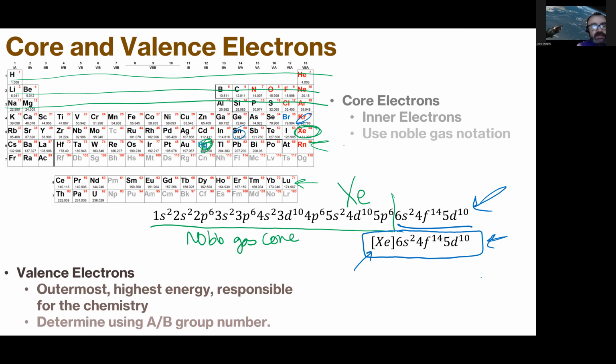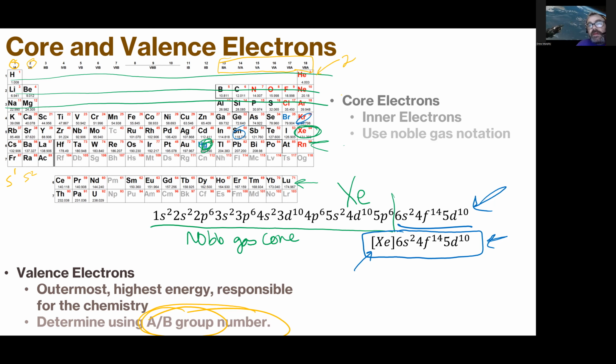Anyway, back to valence electrons. They're the outermost electrons. They're responsible for the chemistry. You can determine how many valence electrons there are by using the A or B group number system. This is why I stress the A-B group number system a lot. Group 1 has 1 valence electron. Remember, they all end in s1. Group 2 has 2 valence electrons, that's s2. 3A through 8A have 3 through 8 valence electrons. Notice helium is going to have 2 because it only has 2 electrons.